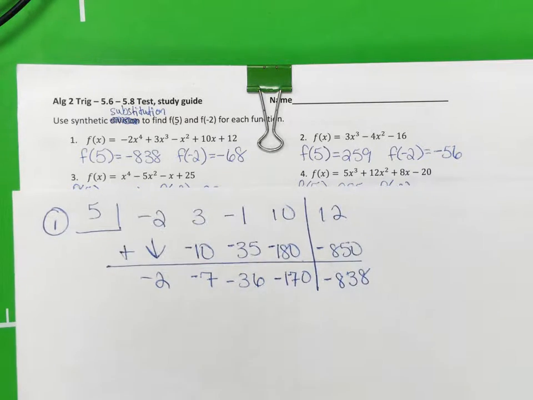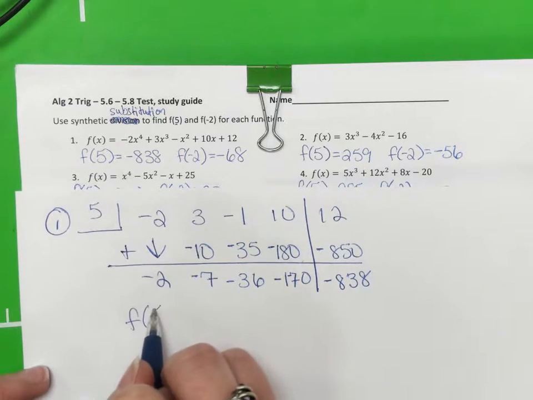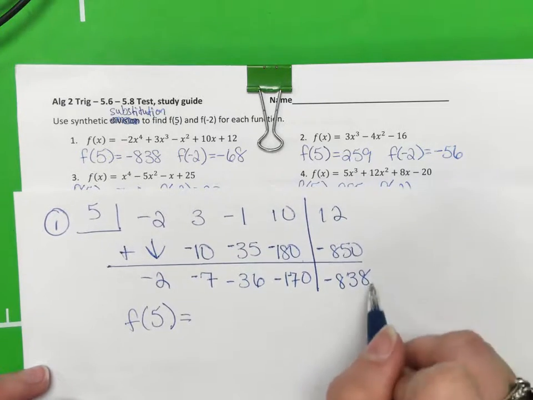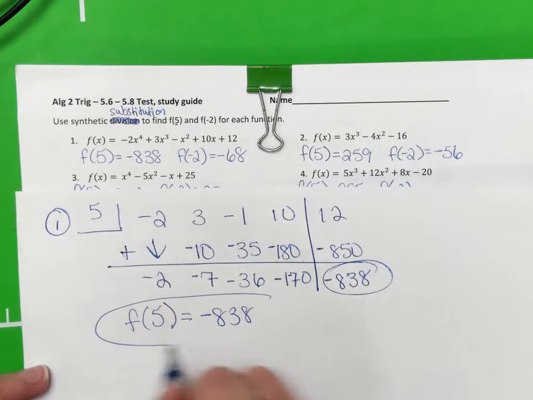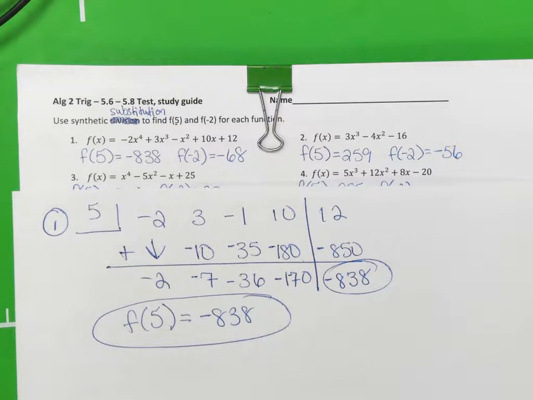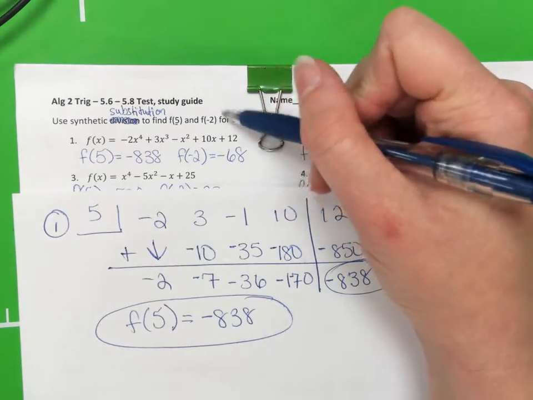Yep. Okay, so when it says use synthetic substitution, what is your answer? F of 5 equals how much? -838. It's just your remainder, okay? That's it. Does that make sense to everybody? Pretty easy. And then it tells you to do the same thing, but plug in -2.